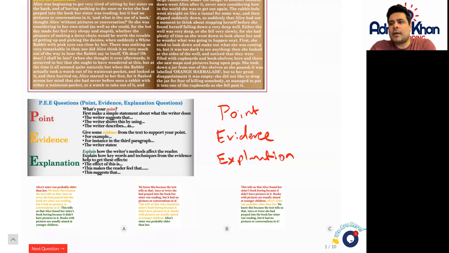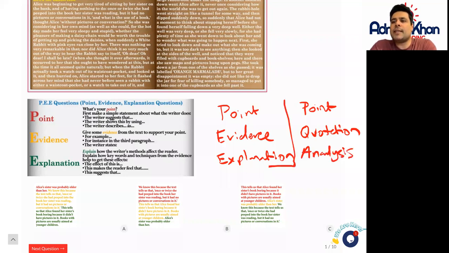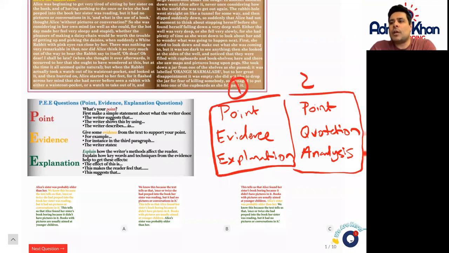And we also have here P.Q.A., which is point, Q stands for quotation, and A stands for analysis. Okay, so you will probably have one of these two particular structures that you use in school to write in paragraphs. Now this applies to mostly GCSE English and English literature. So point, evidence, explanation, or point, quotation, analysis.